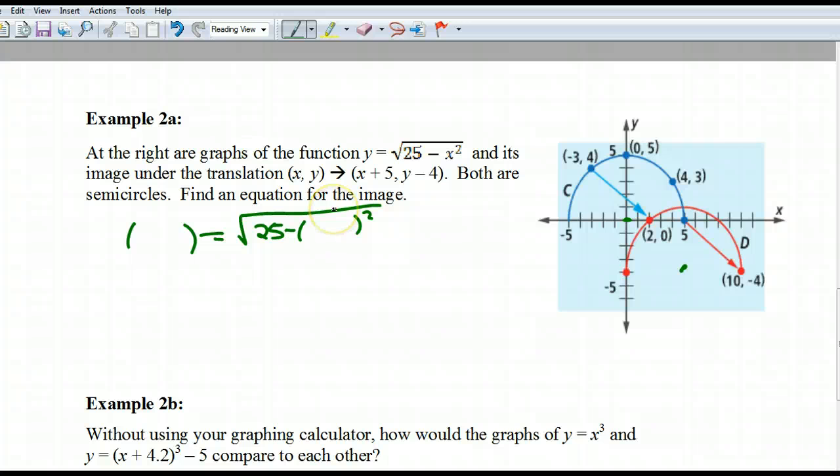Yeah, -5. Yep. Because it's the opposite of what you imagine. When it's actually in the equation, you're going opposite. When you're doing the translation rule, you're going just directly as it says. So how am I going to put this one in now for the y? Yeah, y plus 4.